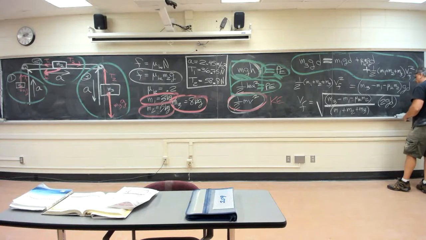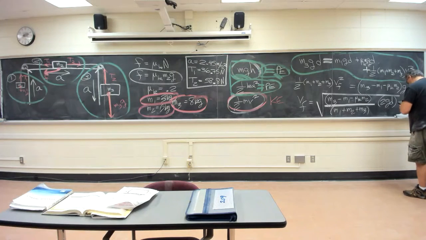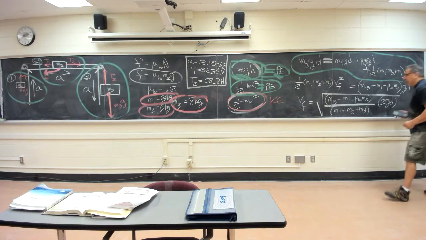1/4 times 2gd is gd over 2. So we got 9.8 times 40 divided by 2, square root that. Yeah, no surprise here, guys. It's working fine.